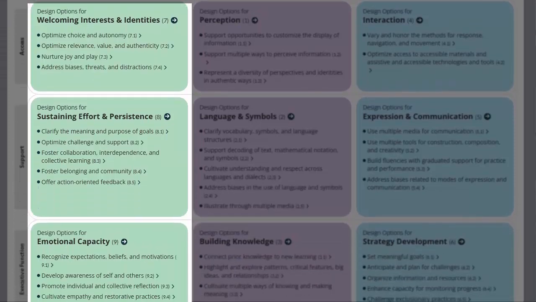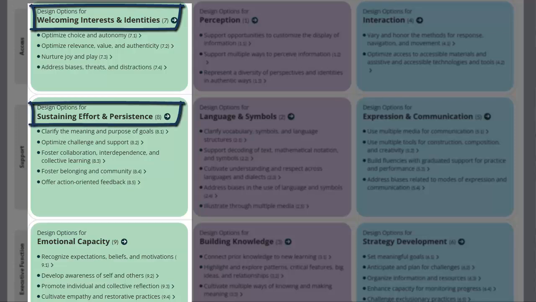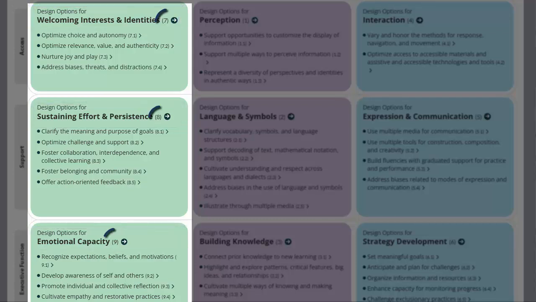The principles each contain three guidelines, which help us to implement the principle. For example, the engagement principle contains guidelines which talk about designing options for welcoming interests and identities, options for sustaining effort and persistence, and options for developing our learners' emotional capacity. Each guideline is numbered for reference. Note that all of the guidelines start with a call to design options for learners in some way, which is a key tenet of UDL.